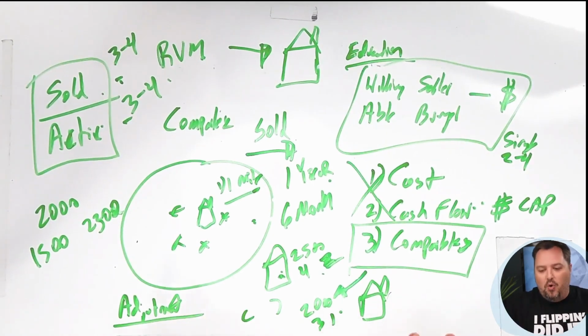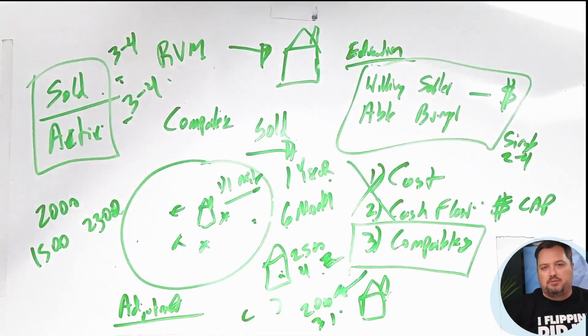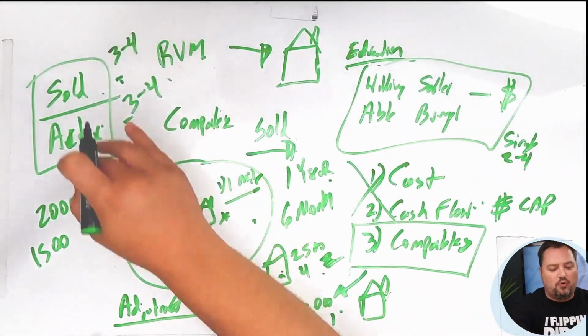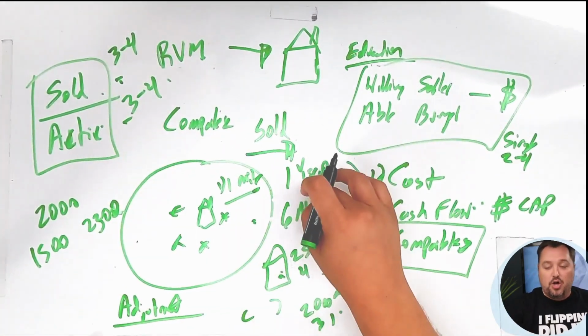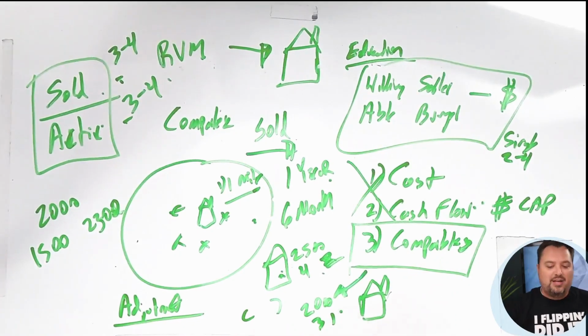Okay, so this whole thing is RVMs, Realtor Value Management. Forget the acronym. What I want you to remember from all of this is how to value these properties. You want to look for 3 to 4 actives and 3 to 4 sold within no more than a year and within no more than a mile. Closer is better. You want to avoid adjustments as much as possible, and you're trying to find a house.